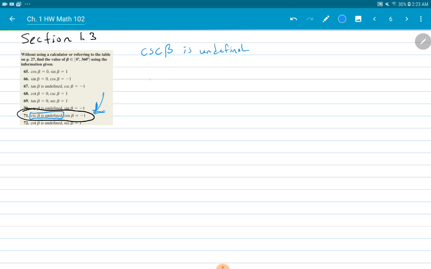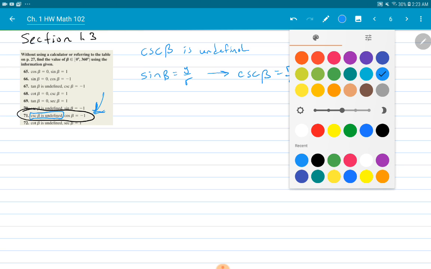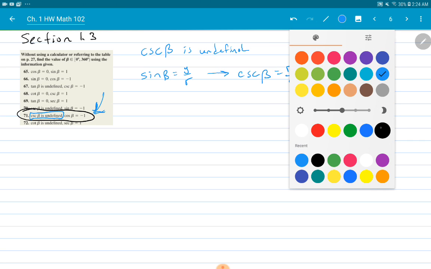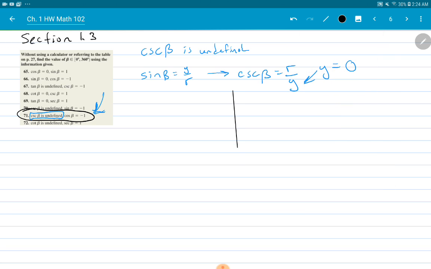Okay, so cosecant is the inverse of sine, and I remember that sine is y over r, so that reminds me that cosecant is r over y. So for that to be undefined, that means that the y must be equal to 0. So let me get an axis here so I can see what that looks like on my graph.